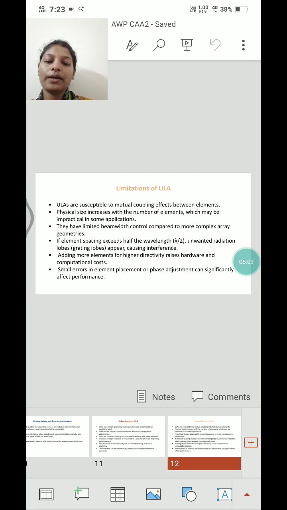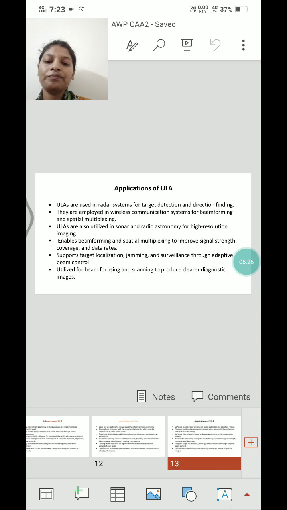Limitations of ULA. These are the limitations of ULA. ULAs are susceptible to mutual coupling effects between elements. If element spacing exceeds half a wavelength, unwanted radiation lobes appear, causing interference. Small errors in element placement or phase adjustment can significantly affect performance.